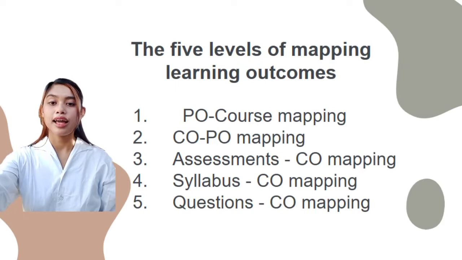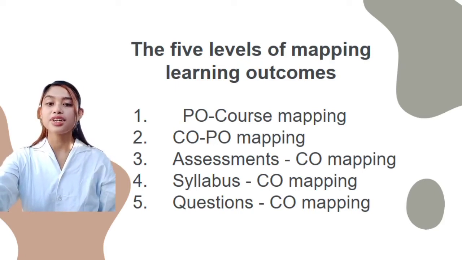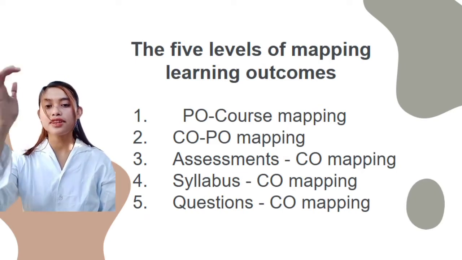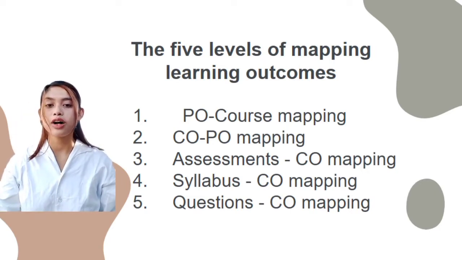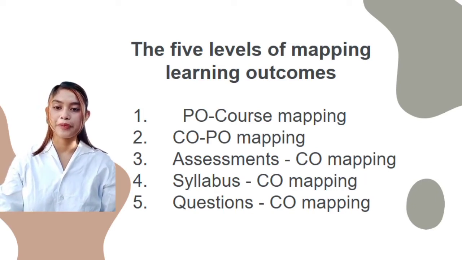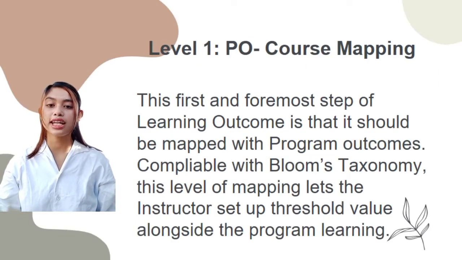First is program outcomes course mapping. Second is the course outcome program outcomes mapping. Third is the assessment course level outcomes mapping. Fourth is the syllabus course level outcomes mapping. And the fifth is the questions course level outcomes mapping. So let's have the first one, the level 1.